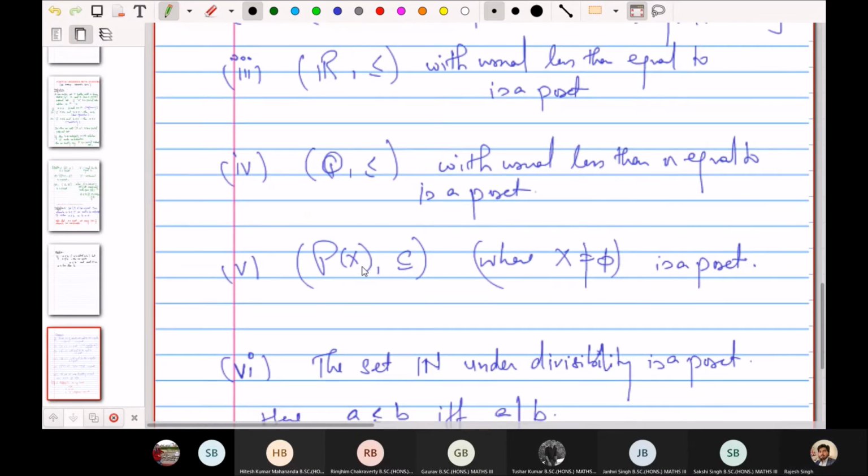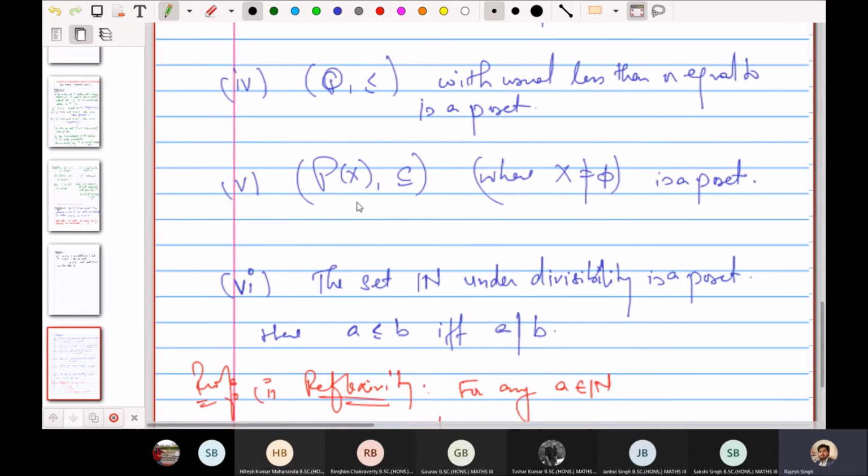Then the power set of X, where X is any non-empty set, is a poset with the containment relation. Then we have also seen that the set of naturals under divisibility is a poset. Here a is related to b if and only if a divides b.